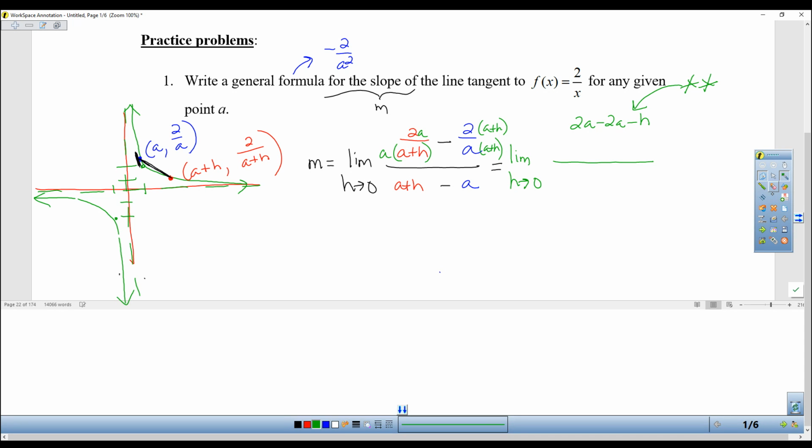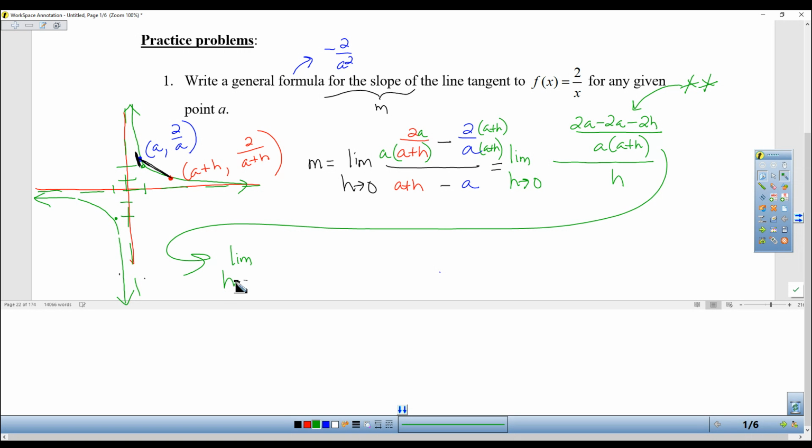Oh, and I made a different mistake. I was so excited about telling you about that mistake. Minus 2h all over the new common denominator is a times a plus h. And this denominator is just h. So now I have the limit as h goes to 0 of these cancel. So minus 2h over a times a plus h all over h.